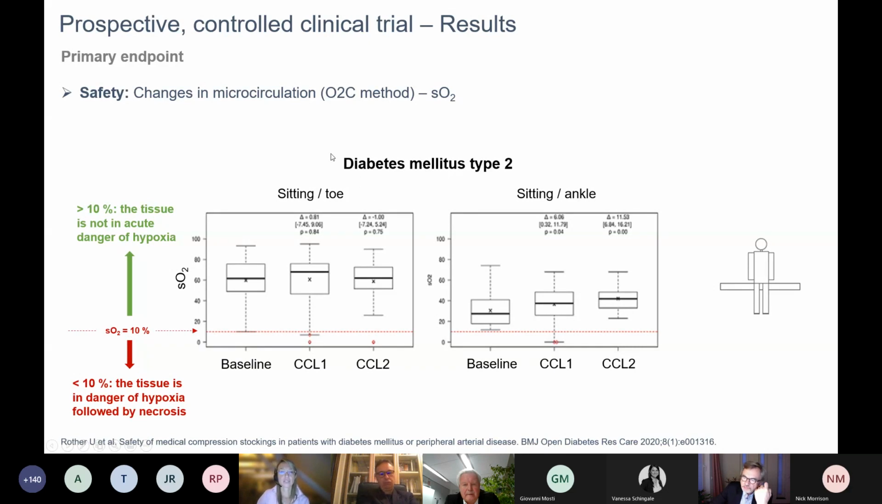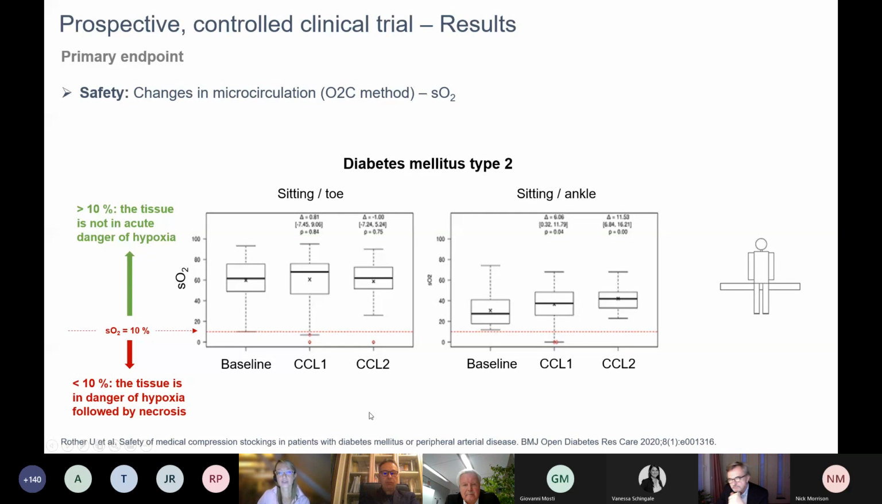And here I present the results for the diabetic patients in the sitting position. In the left graph, you can see the sitting position at the big toe, so the most peripheral area. On the right side, you see the patient in the sitting position with the measuring probe localized at the ankle, so at the site with the highest compression pressure. You can always see 3 box plots. The most left box plot represents the baseline measurement without compression. Then you see the box plots with compression class 1 and then compression class 2.